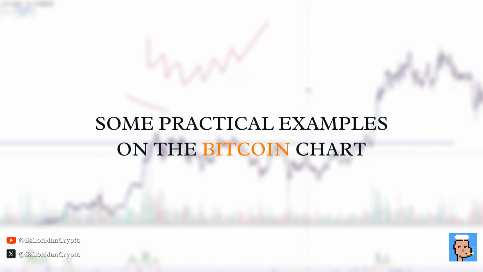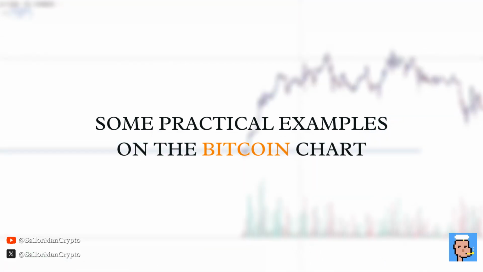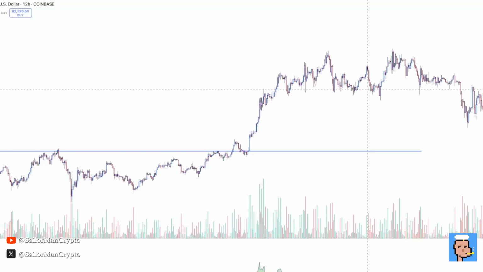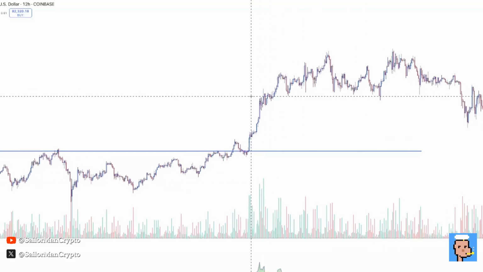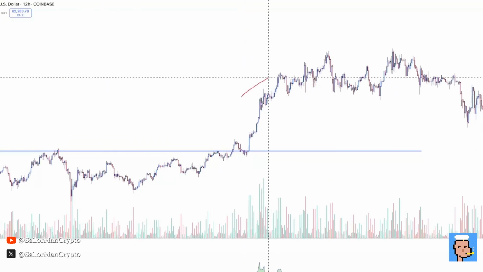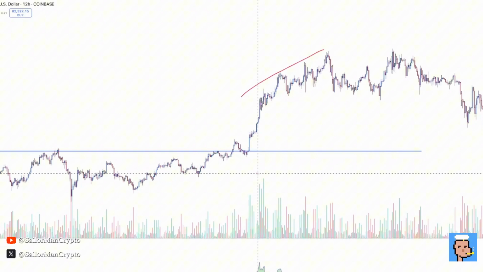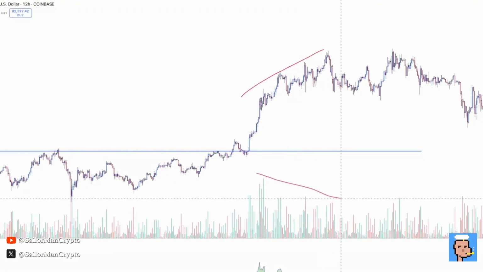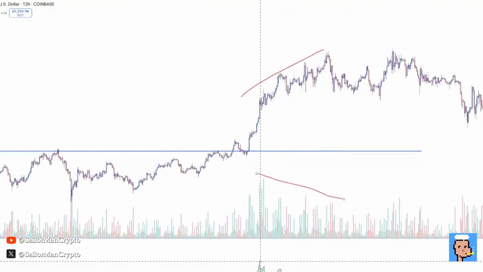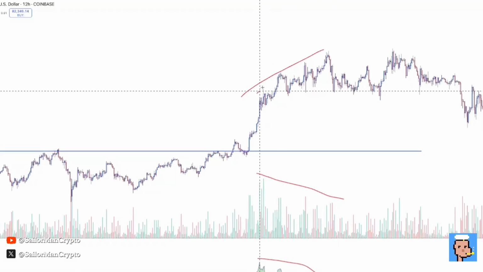So let's look at some practical examples on the Bitcoin chart. Maybe a lower time frame, it's easier, and here is immediately one. Price moved high, so price was forming higher highs in this way. Volume started to decline, as you can see here, and the RSI started to form the divergence. So you can see that price pushed high.